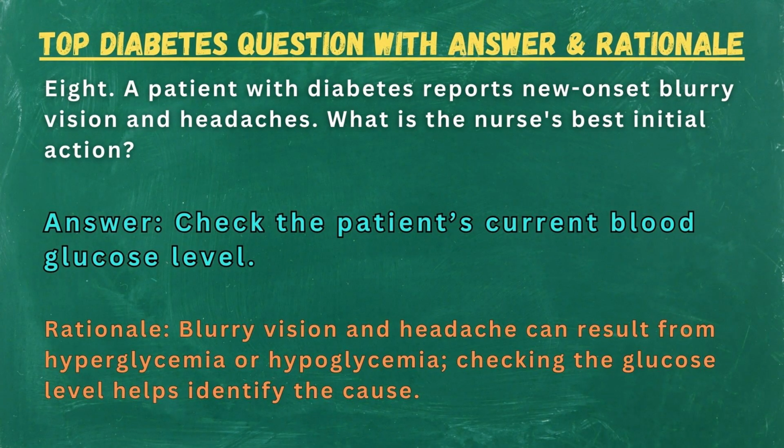8. A patient with diabetes reports new-onset blurry vision and headaches. What is the nurse's best initial action? Answer. Check the patient's current blood glucose level. Rationale. Blurry vision and headache can result from hyperglycemia or hypoglycemia. Checking the glucose level helps identify the cause.